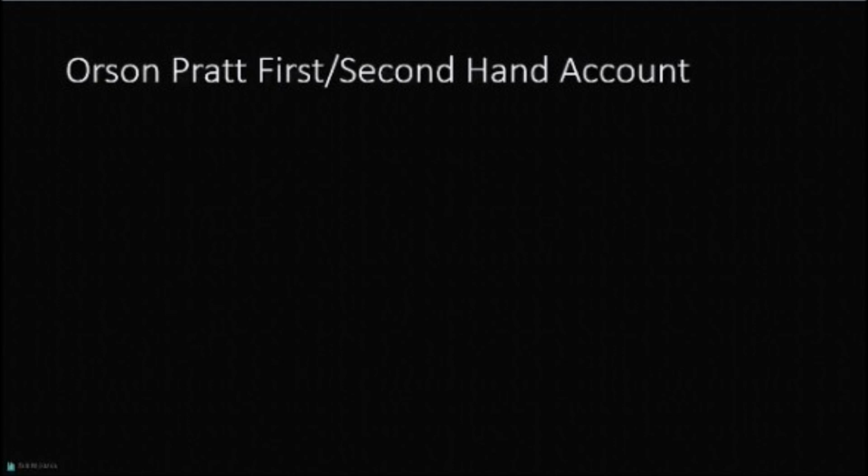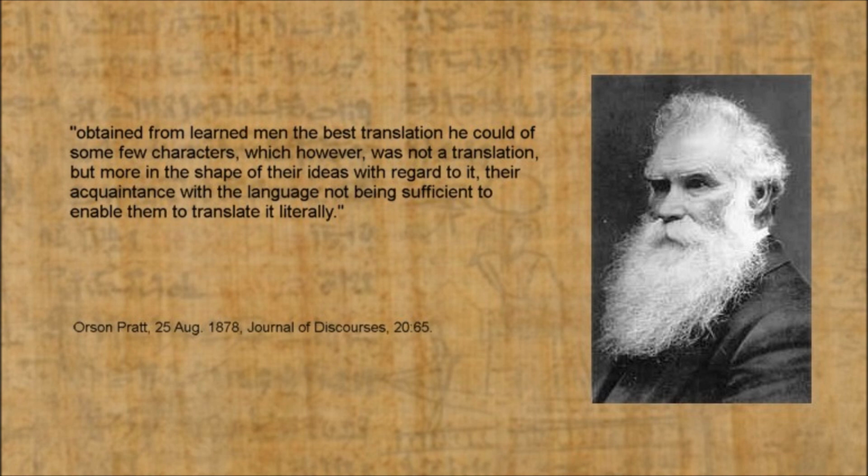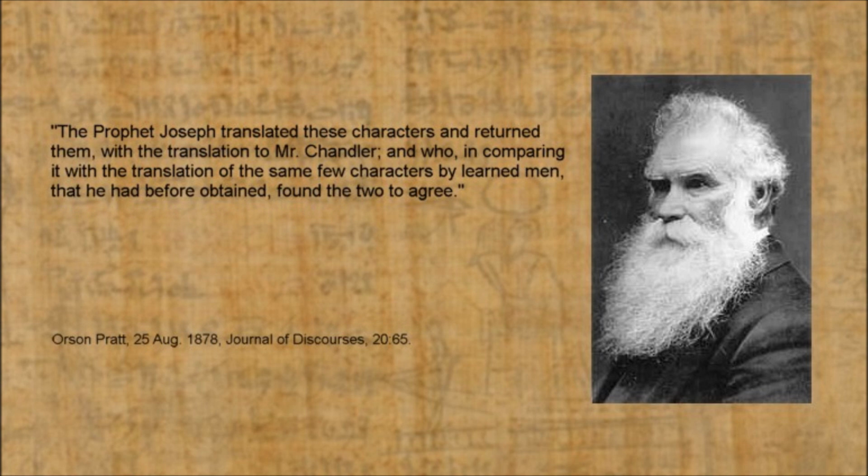In his 1878 sermon, Orson Pratt, like Cowdery, said Smith had translated only a few characters, but that Chandler had obtained from learned men the best translation he could of some few characters, which, however, was not a translation, but more in the shape of their ideas with regard to it, their acquaintance with the language not being sufficient to enable them to translate it literally. According to Pratt, the prophet Joseph translated these characters and returned them with the translation to Mr. Chandler, who, in comparing it with the translation of some few characters by learned men that he had before obtained, found the two to agree.